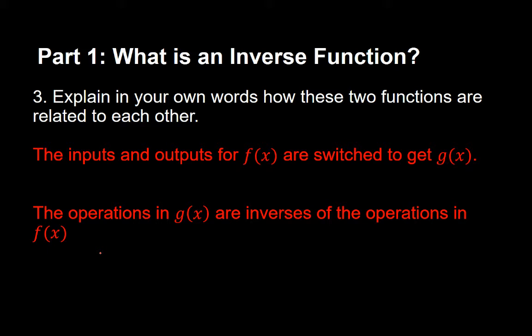Inverse operations are operations that undo each other. So for example, the inverse of adding is subtracting. The inverse of multiplying is dividing. The inverse of taking the square root, so you have the square root of x, would be squaring x. So they're operations that just undo each other and you get the value that you started with. So if you added 5, you get a number, and then you subtract 5, you go back to where you started.